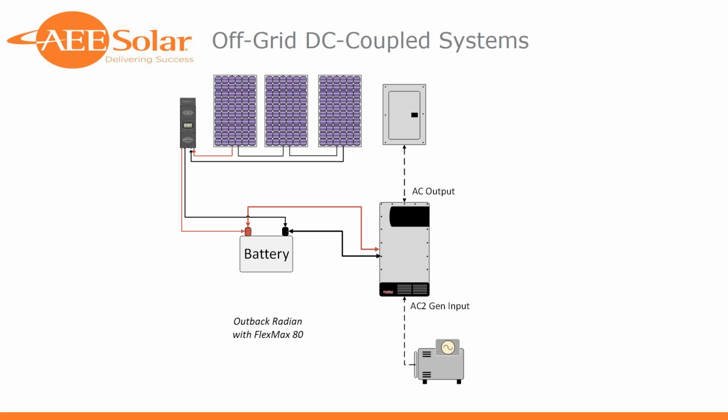So I say here off-grid DC coupled systems. Generally speaking, this architecture could apply to AC coupled as well. But you see here, there's no grid. There's no meter. You don't have any of those things.